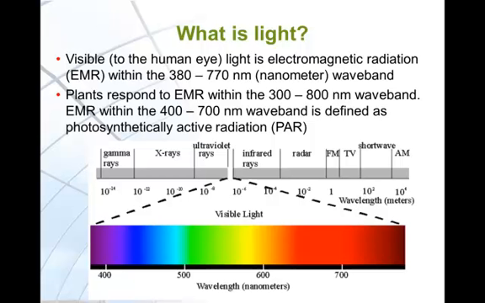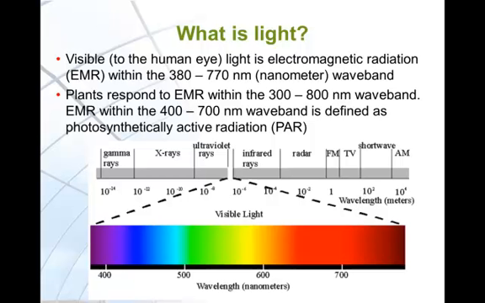Plants also respond to light, and in a slightly different waveband. The waveband plants can respond to is from 300 to 800 nanometers. And specifically, plant photosynthesis responds to the waveband of 400 to 700 nanometers. And this waveband is therefore defined as photosynthetically active radiation. You may have heard of PAR, which actually stands for photosynthetically active radiation.